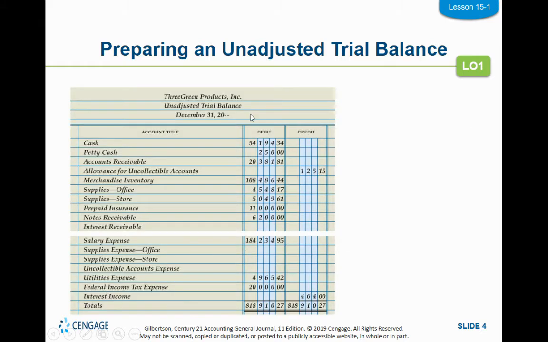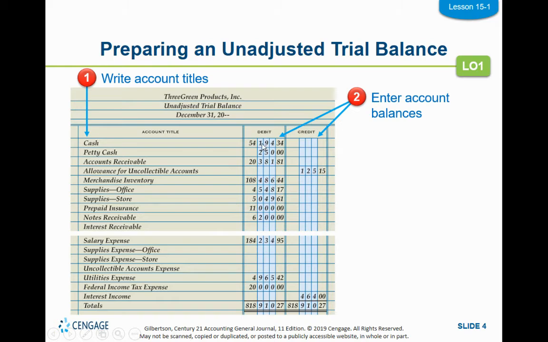So you start out just like any other financial statement, and you're going to do your heading up at the top, the name of the company, the name of the financial statement, it's an unadjusted trial balance, and the date. These are going to be the balances that are in your ledgers currently. So you're going to list all of your account titles, and then you're going to enter the balances. If they're a debit in the ledger, they're a debit on here. If they're a credit in the ledger, they're a credit on here.